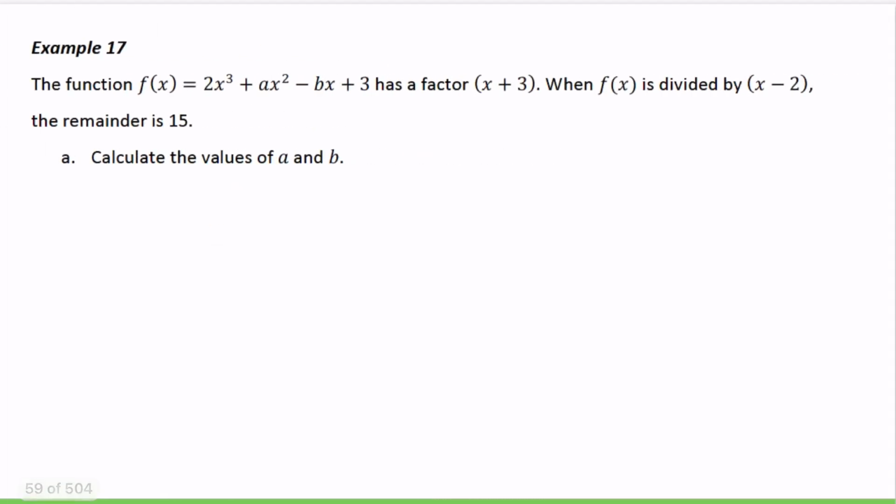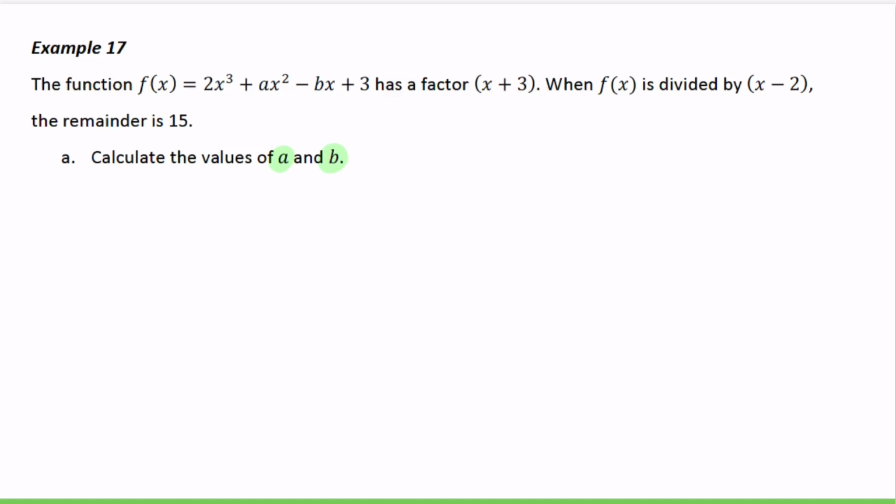Next example, example 17. The function f of x is equal to 2x cubed plus ax squared plus bx plus 3. It has a factor of x plus 3. When f of x is divided by x minus 2, the remainder is 15. Calculate the values of a and b. So we have two unknowns. That means we need 2 bits of information. Essentially, we'll be creating 2 simultaneous equations that's going to help us find this.